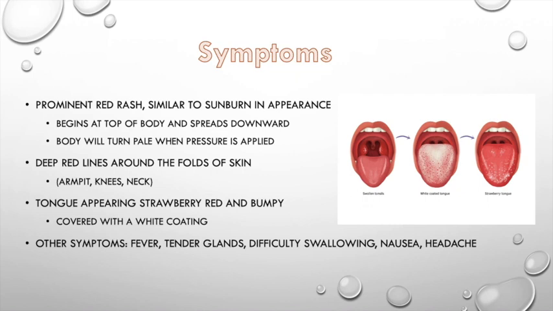And then other minor symptoms are fever, tender glands, difficulty swallowing, headache, nausea, your standard symptoms when you have a disease. But the rash and the deep red lines around folds of the skin and the strawberry tongue are the most distinguishable symptoms, which can separate it from other diseases.